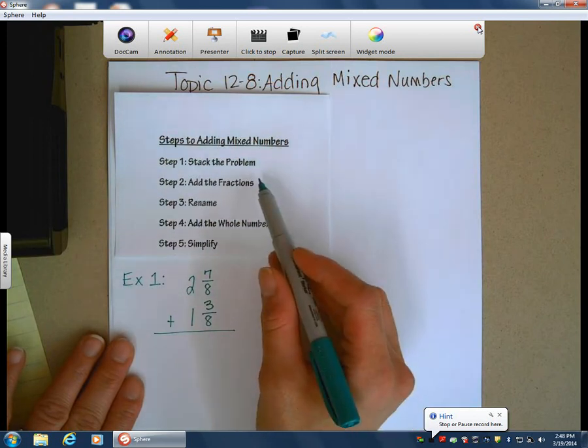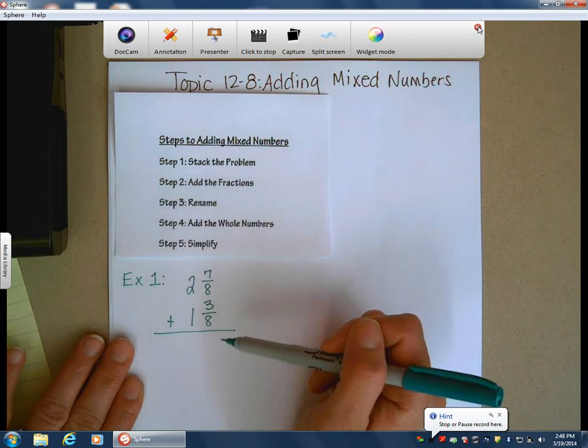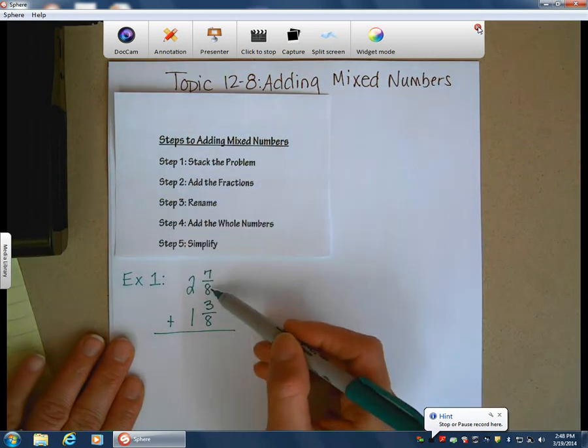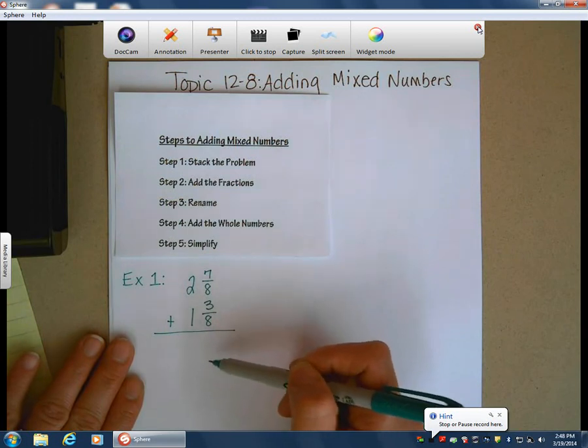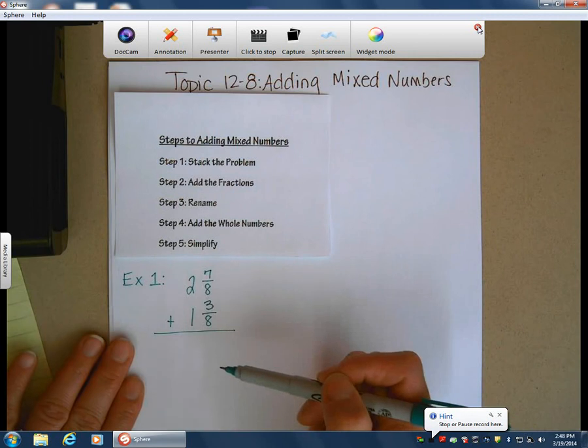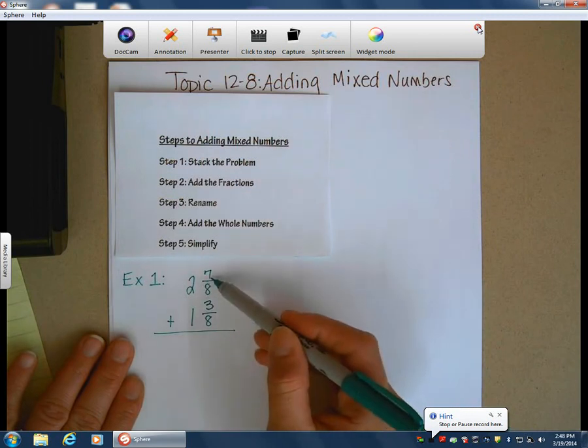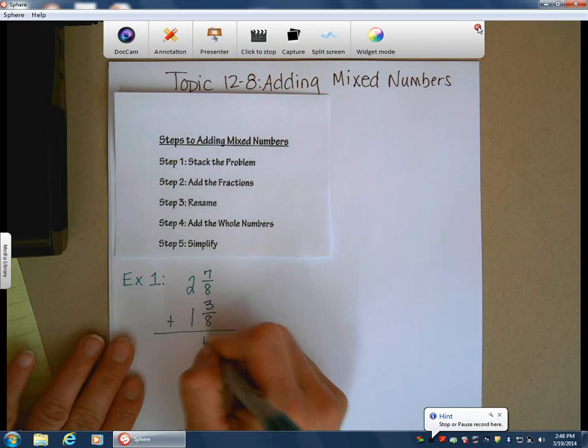Already done. Step 2, add the fractions. When I look at each fraction, I see the denominator is an 8. So we have 7/8 and 3/8. And because the denominator is the same, I could add them pretty easily. So I'm going to add 7/8 plus 3/8. I'm going to get 10/8.